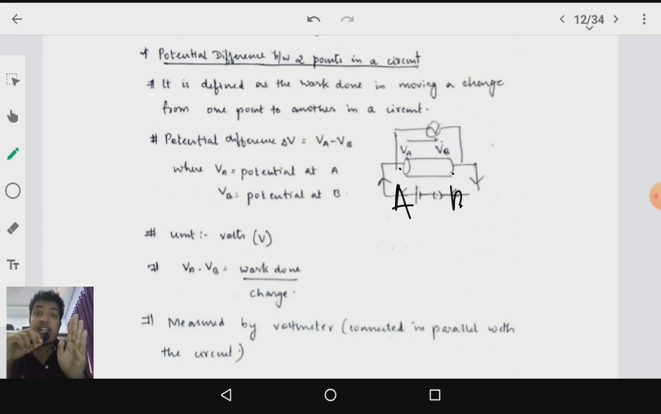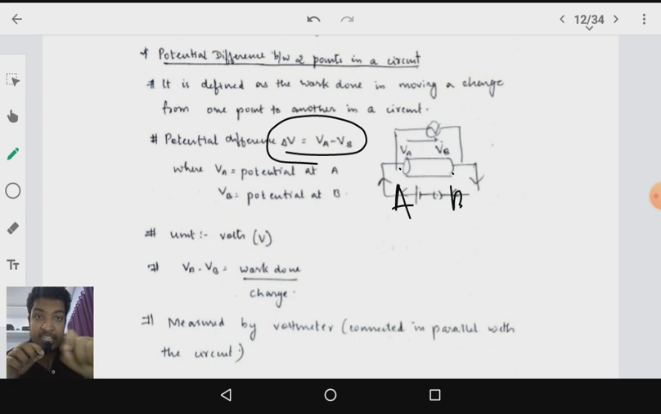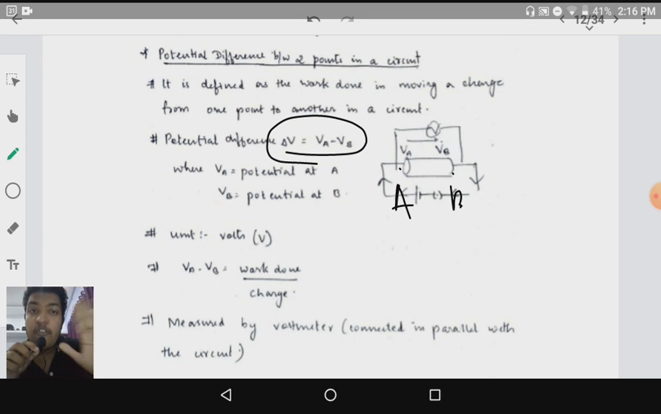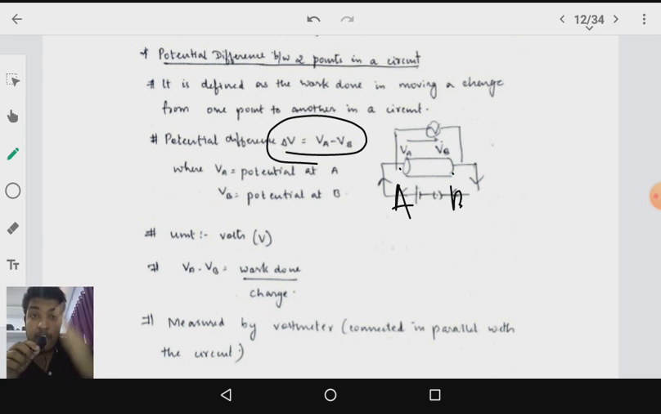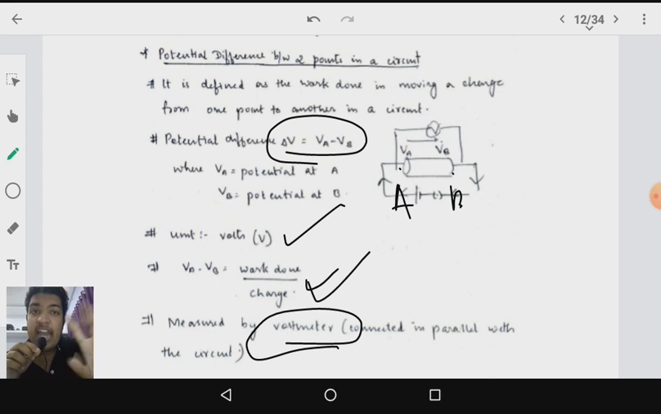So potential difference can never be denoted by V. It's a mistake in NCERT. Please do correct it, that potential difference is always defined as a difference. So it can either be denoted as delta V or as VA minus VB, where VA is the potential at the point A and VB is the potential at the point B. The unit of potential difference is volt, denoted by the letter V, and VA minus VB, the potential difference, is the work done divided by the magnitude of the charge. For measuring the potential difference, you have the voltmeter, which is connected in parallel with the circuit.